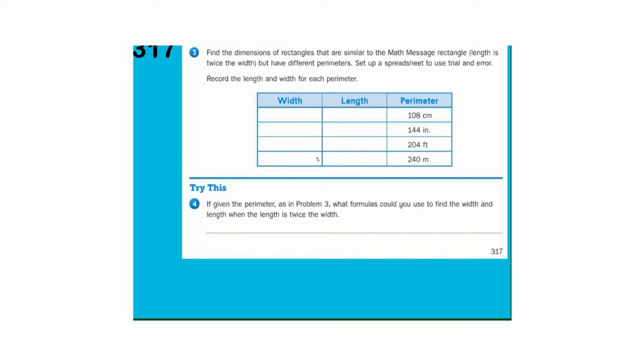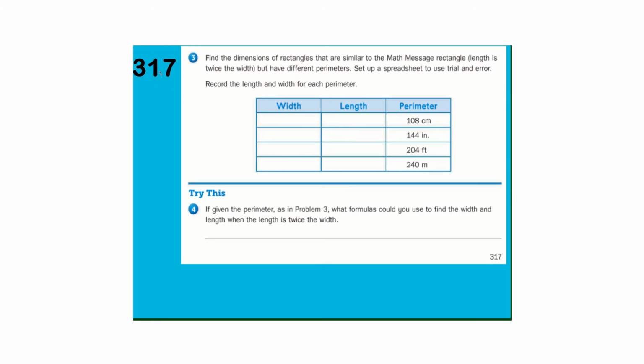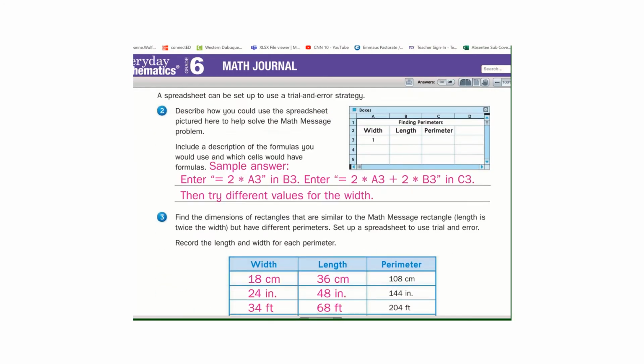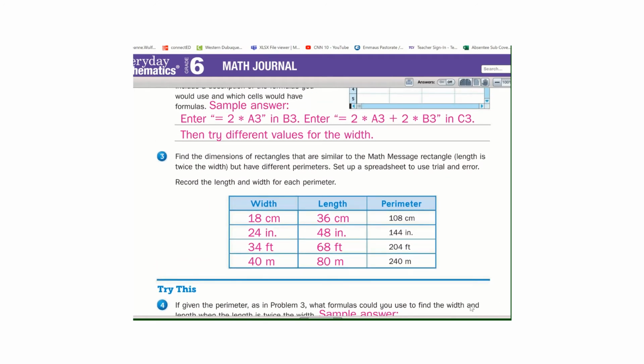Okay, find the dimensions. Let me slide this down here for you. Find the dimensions of rectangles that are similar. Okay, there's a pattern here. What they're talking about is the A and the 2A. If the width is A and the length is 2 times the width, 2A. Go ahead and pause and fill that out. And this would be your answer. The pattern here is, look at those answers.